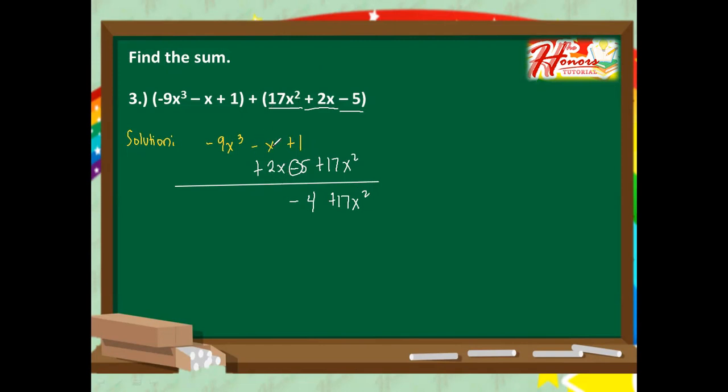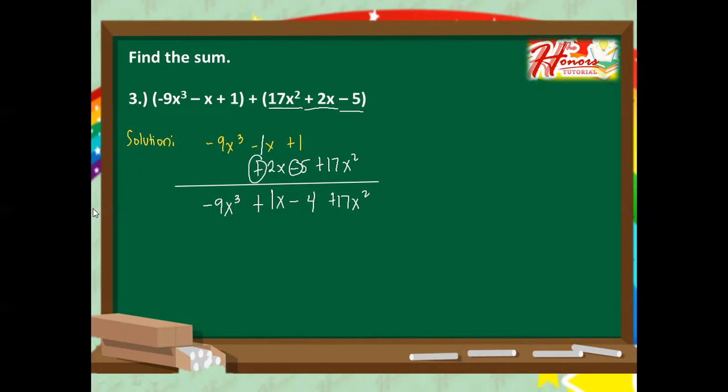Next, how about negative x? We don't have any number beside x, but there is. It is invisible, that's 1. So negative 1x plus 2x. Different sign, so therefore, subtract the numbers. 2 minus 1 is 1. Copy x. Copy the sign of the larger number, that's positive, so plus. And then bring down negative 9x cubed because it doesn't have any partner.